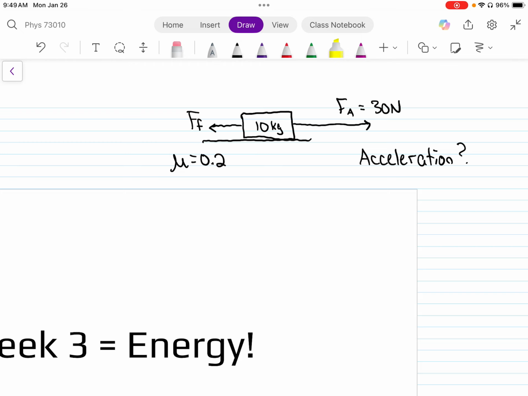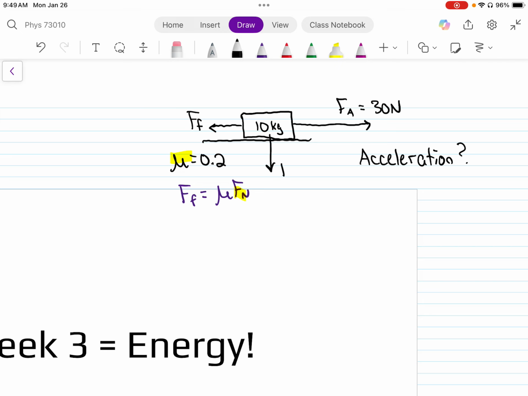Whenever a question has a mu, we only have one equation that involves the mu, and that's FF equals mu Fn. So whenever a question has a mu, we have to get the Fn. There's no way to work with mu without knowing Fn. So the starting point for this question is we're not going to jump right into what's happening left, right. We're going to look at the up, down.